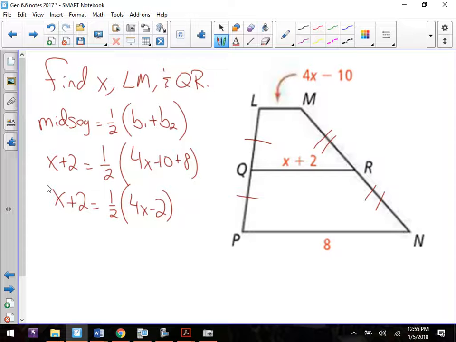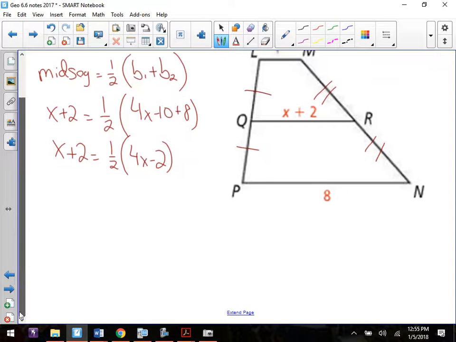And now I just have to make some decisions on how I want to finish solving it. Do I want to take half of the thing in parentheses, or do I want to multiply the other side by 2? I'm going to take half of this one because both numbers in the parentheses are even. What's half of 4? What's half of 2? 1. So when I take half of everything inside the parentheses, it works out rather cleanly. We get x plus 2 is 2x minus 1.